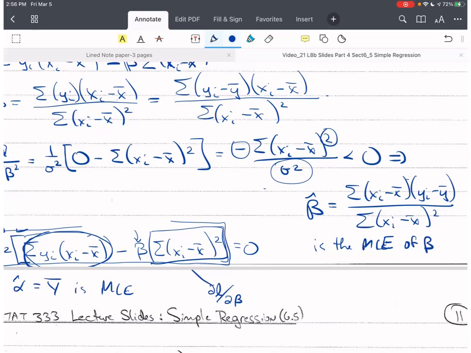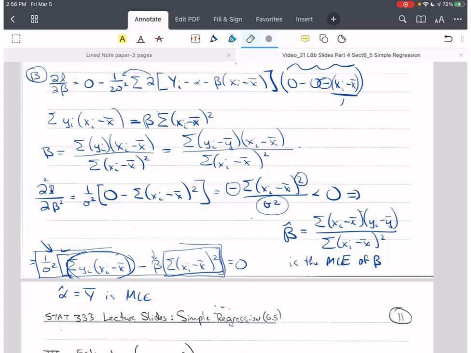I need to write down here my summary. Beta hat is equal to the sum of (xi minus x bar)(yi minus y bar) over the sum of (xi minus x bar) quantity squared. So that's beta hat, the MLE. So the least squares estimate and the MLE are the same.